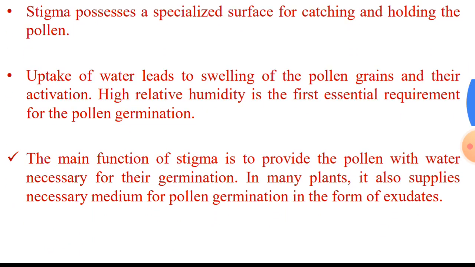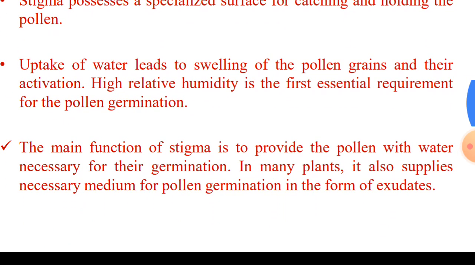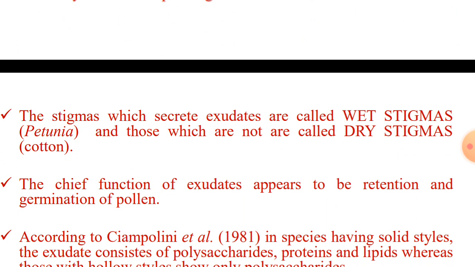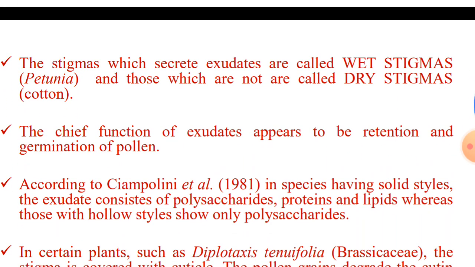The main function of stigma is to provide the pollen with water necessary for their germination. In many plants, it also supplies the necessary medium for pollen germination in the form of exudates. These exudates are required for the holding of the pollen grains. They are providing hydration and they are holding the pollen grains.